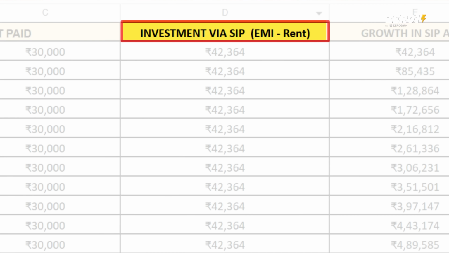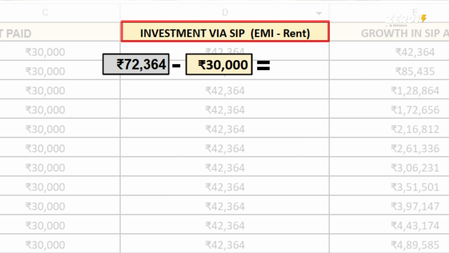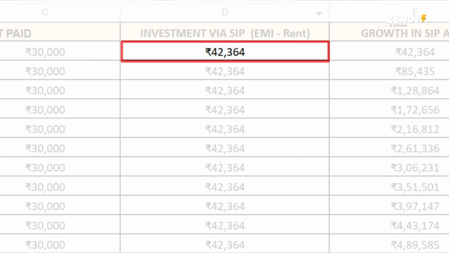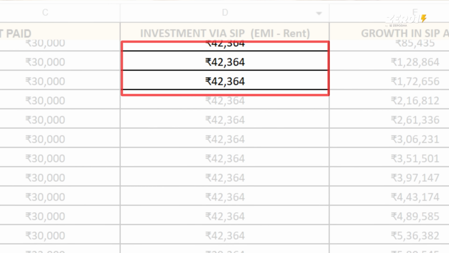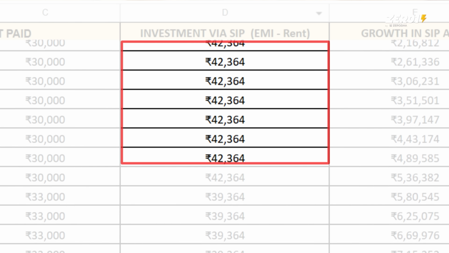But there's one more aspect over here. We also have an SIP. And the SIP was calculated on this person's EMI minus this person's rent, whatever is the differential, so that both of them are having the same outflow of a certain amount. In this case, it's 42,000 rupees. So 42,364, as you can see, every single month you have invested.